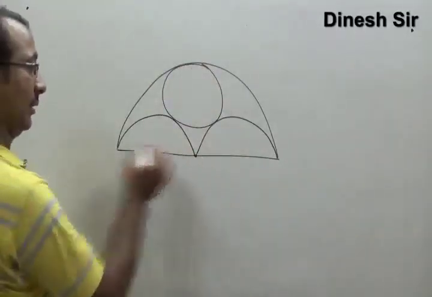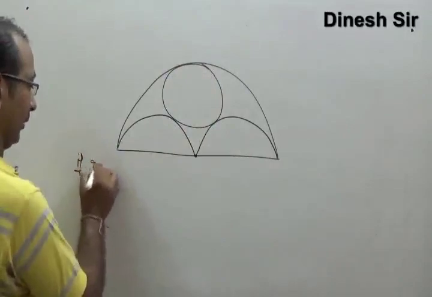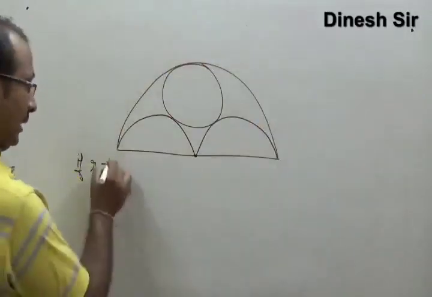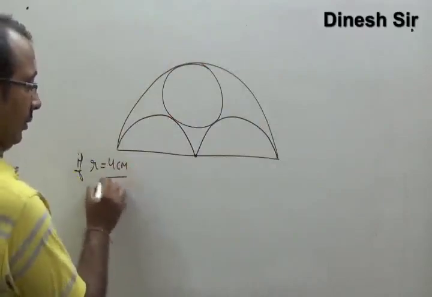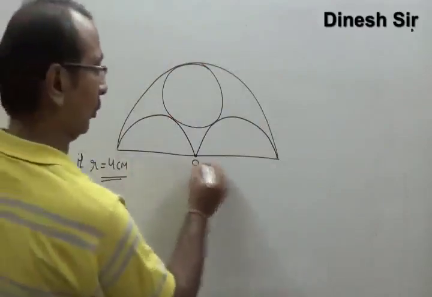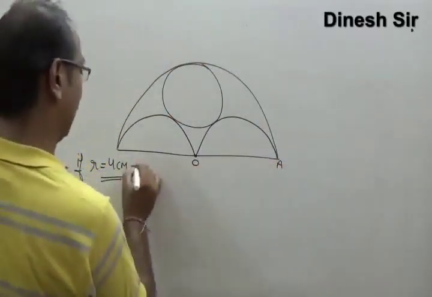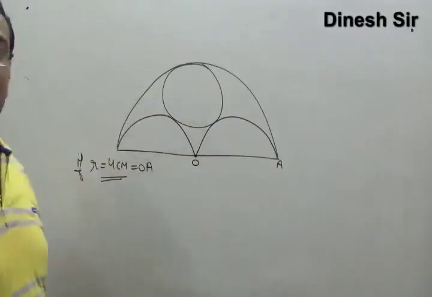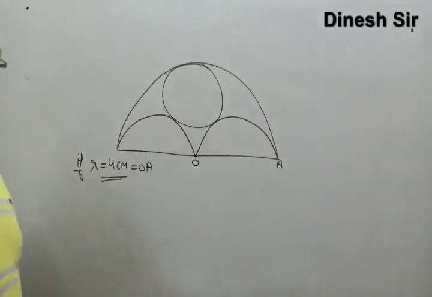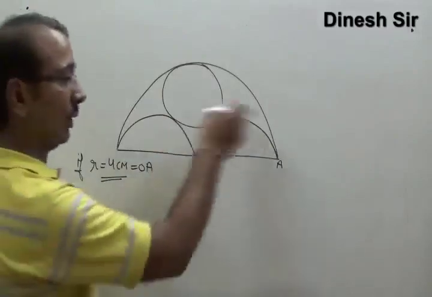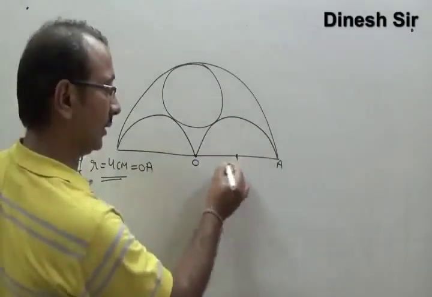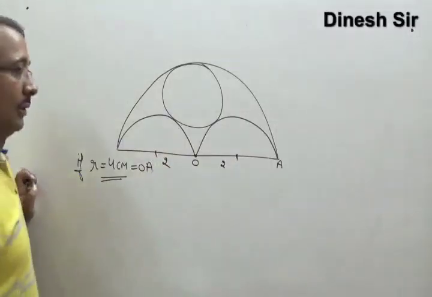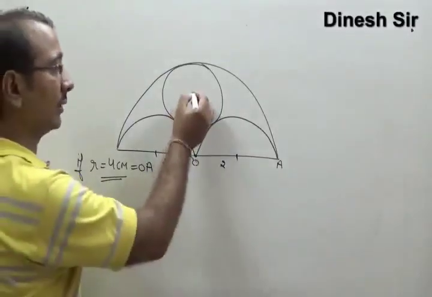It is given that the radius of the bigger semicircle is 4 centimeter. I can say this is O and A. It is given that OA is equal to 4 centimeter. We have to find out the radius of this circle. Now in order to answer this question, because these two are semicircles, this is 4. So I may say this is 2 and this is 2. The next step is to find the radius of this circle.